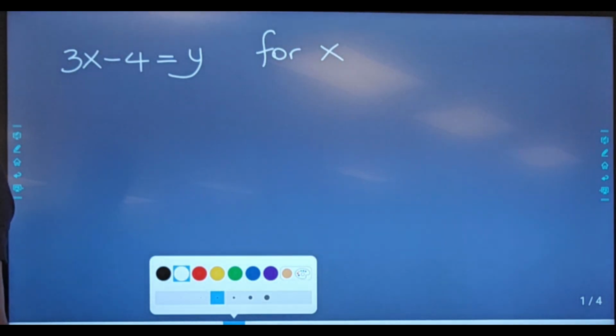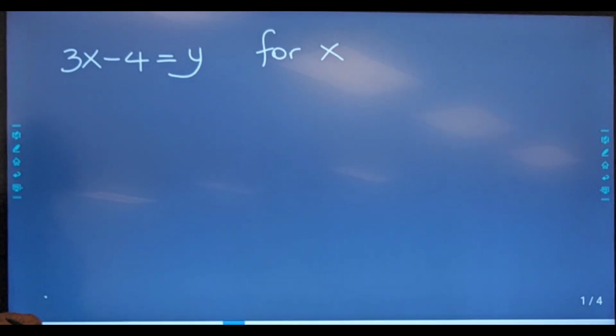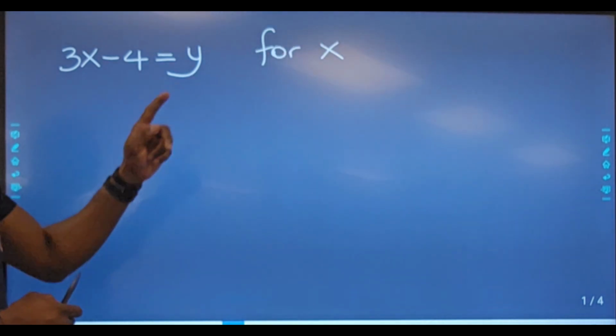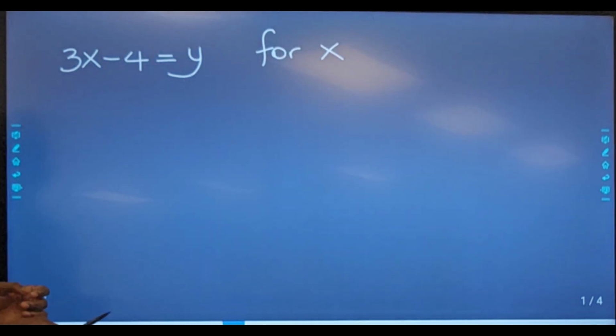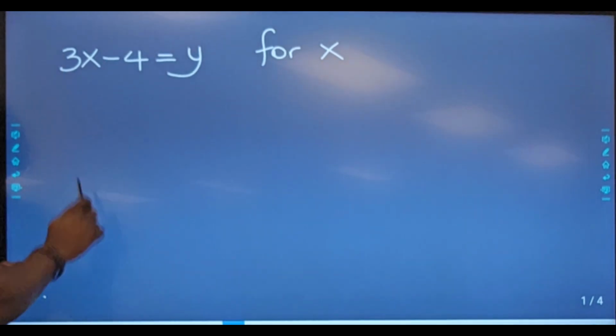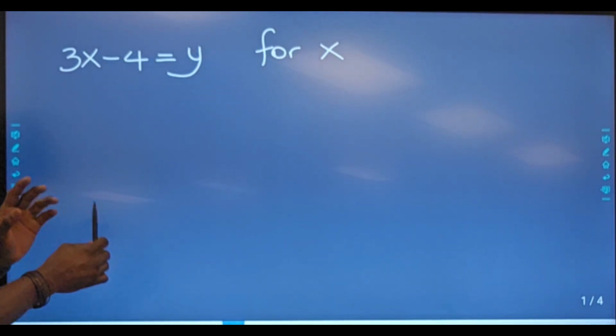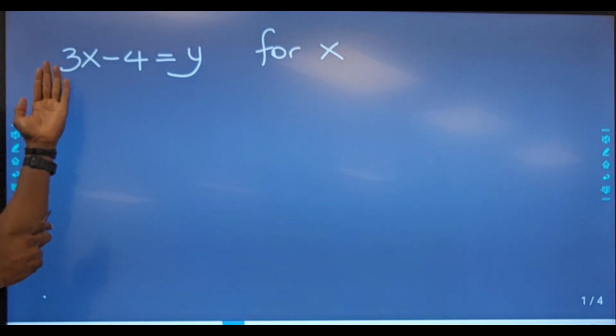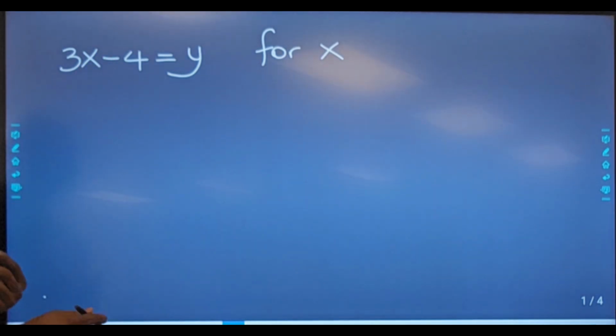In this video, we want to change the subject of the formula, which means that we want to isolate the required subject. So in this case, x must be alone, right? So what do we have? 3x minus 4 is equal to y. The intention is that we're going to get rid of the negative 4, then we get rid of the 3. But we're going to do it in stages.